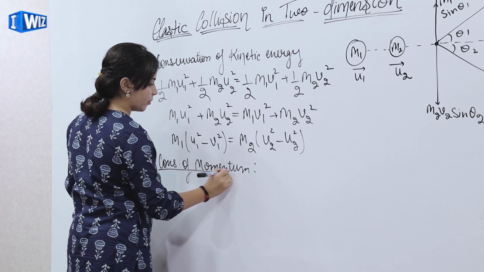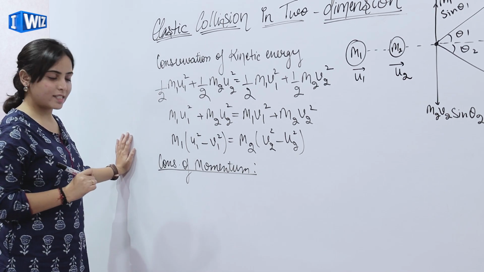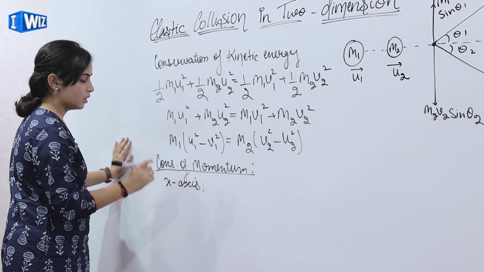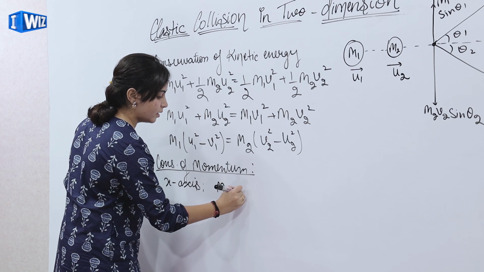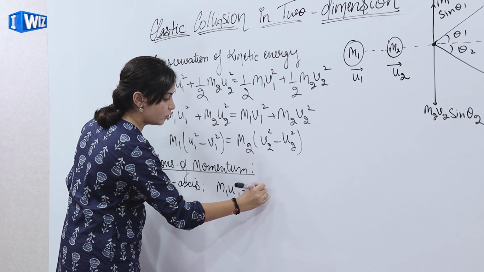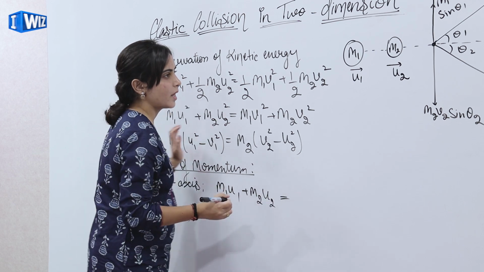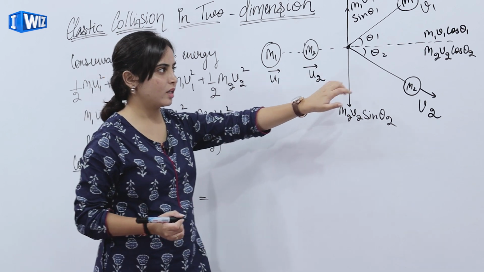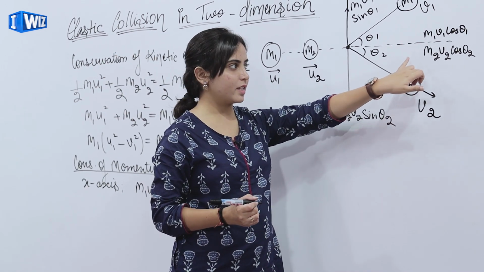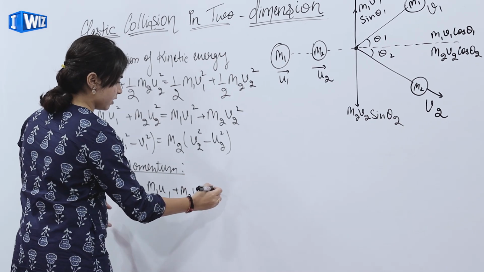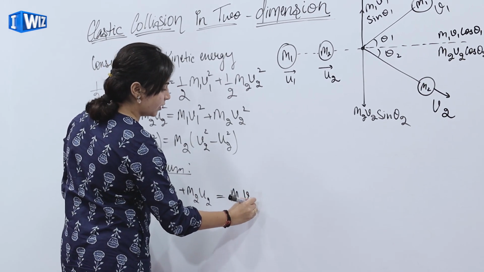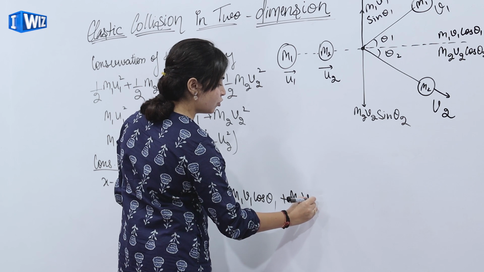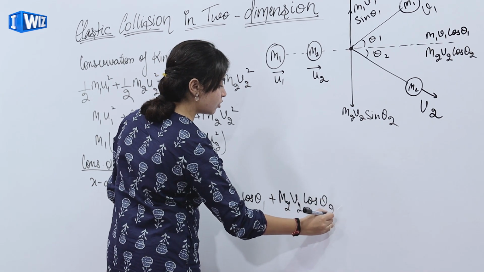Now in conservation of momentum, I'll do the x-axis first. For the x-axis, m1 u1 plus m2 u2 is equal to, x-axis पे क्या है? m1 u1 plus m2 u2, then m1 v1 cos θ1 and m2 v2 cos θ2. So m1 u1 plus m2 u2 equals m1 v1 cos θ1 plus m2 v2 cos θ2.